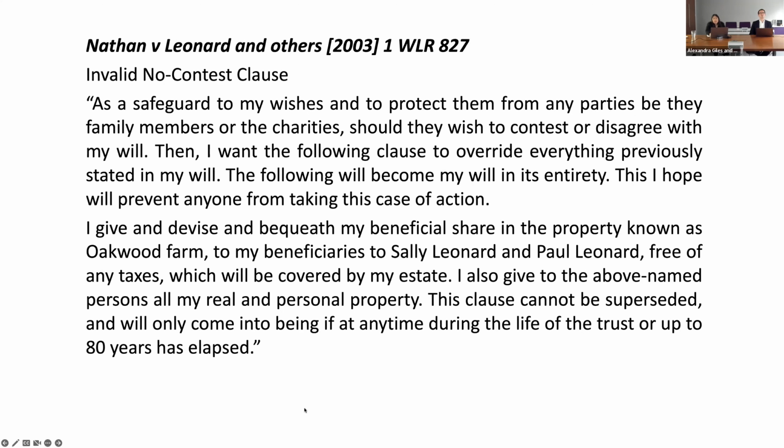I give and devise and bequeath my beneficial share in the property known as Oakwood Farm to my beneficiaries, Sally Leonard and Paul Leonard, free of any taxes, which will be covered by my estate. I also give to the above named persons all my real and personal property. This clause cannot be superseded and will only come into being if at any time during the life of the trust or up to 80 years has elapsed.